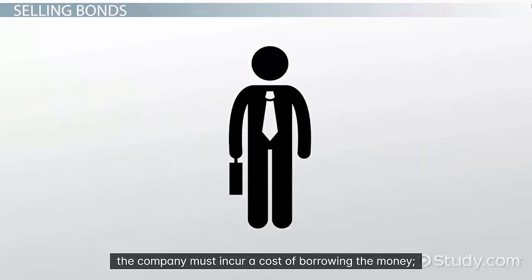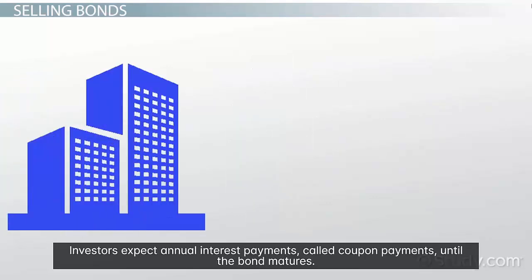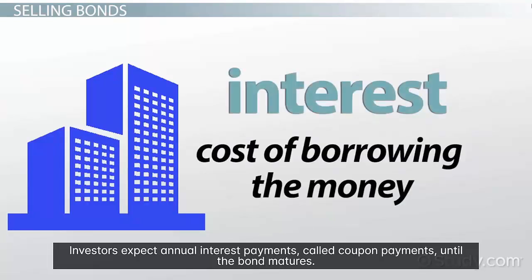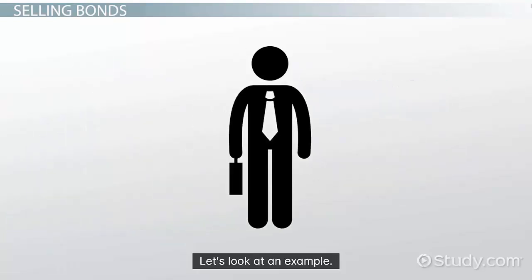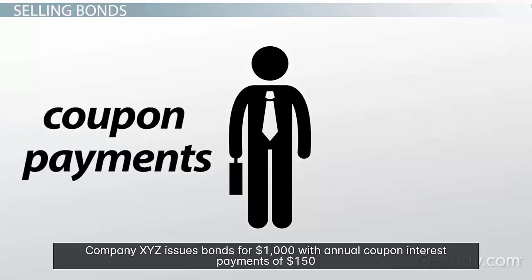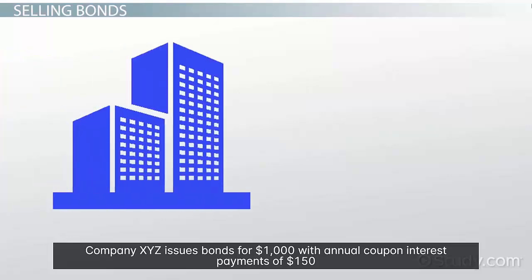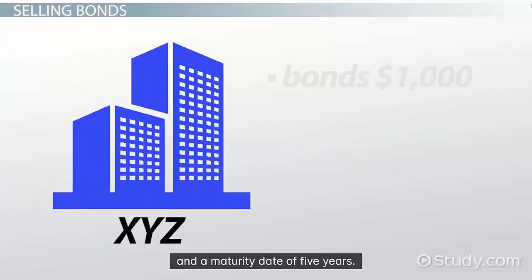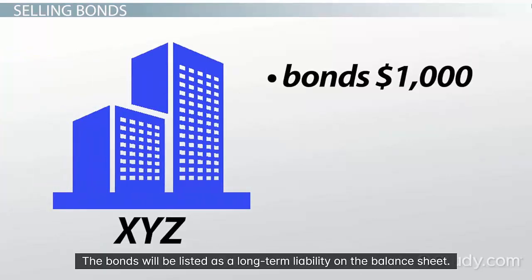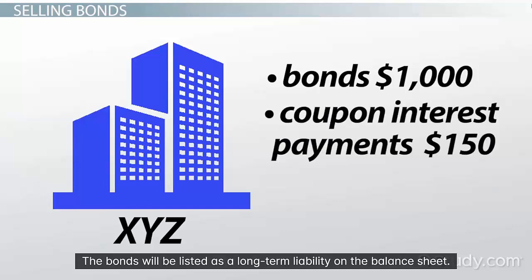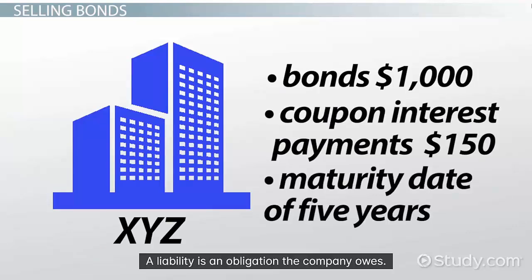Even though the investor will receive the principal back once the bond matures, the company must incur a cost of borrowing the money. The company must pay interest to the investor. Investors expect annual interest payments, called coupon payments, until the bond matures. Let's look at an example. Company XYZ issues bonds for $1,000 with annual coupon interest payments of $150 and a maturity date of 5 years.